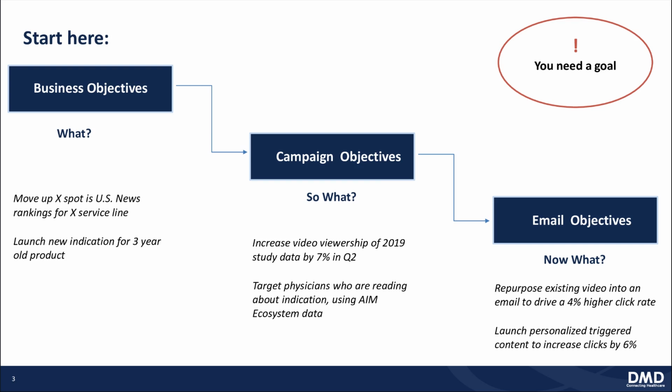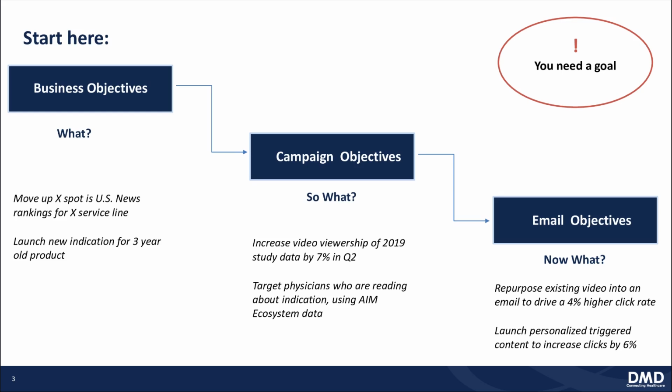On the pharma side, you might be launching a new product or a new product indication for a product. So you're going to want to look at something maybe different in your campaign objective. Something along the lines of, I need to understand more about my target audience. So I'm going to target physicians who are reading about the new indication using AIM ecosystem data. So DMD, for example, has our AIM ecosystem data where we monitor and report on what physicians are doing in our AIM ecosystem, and we can tell what they're reading.